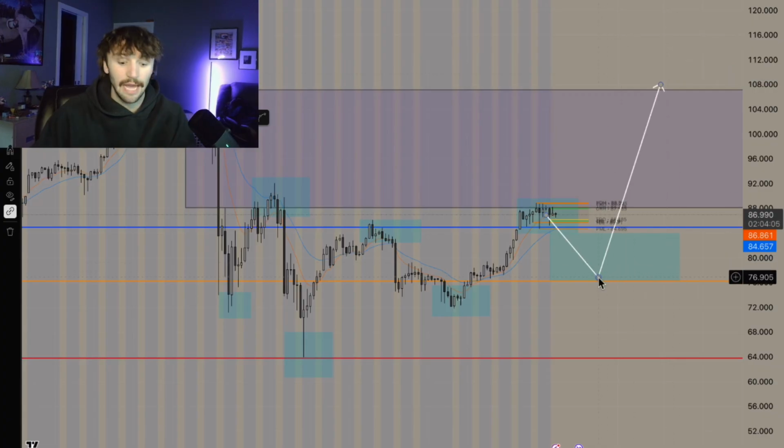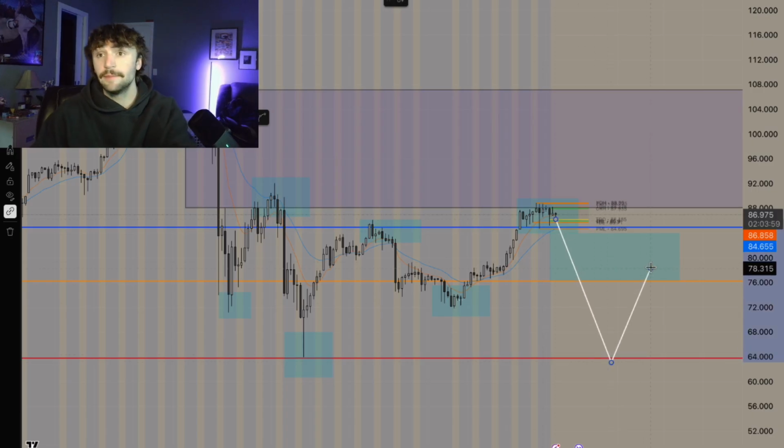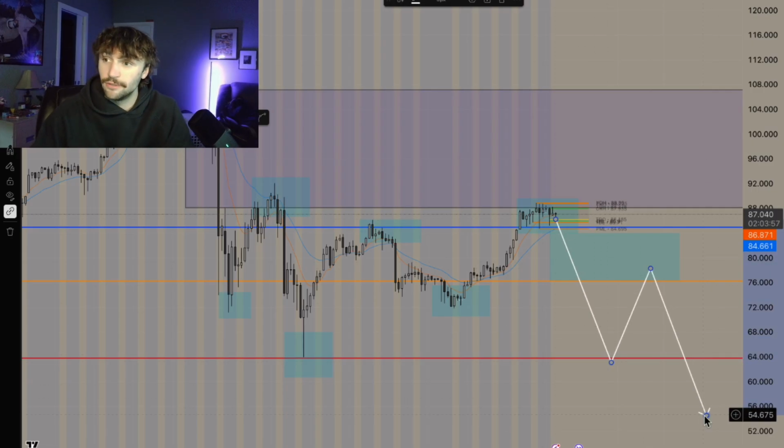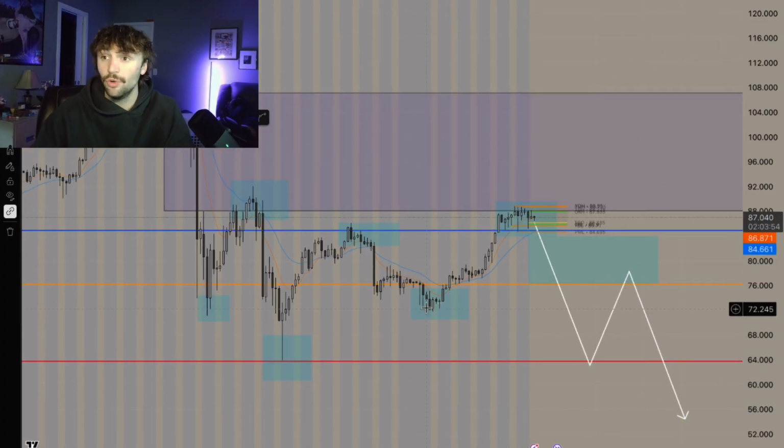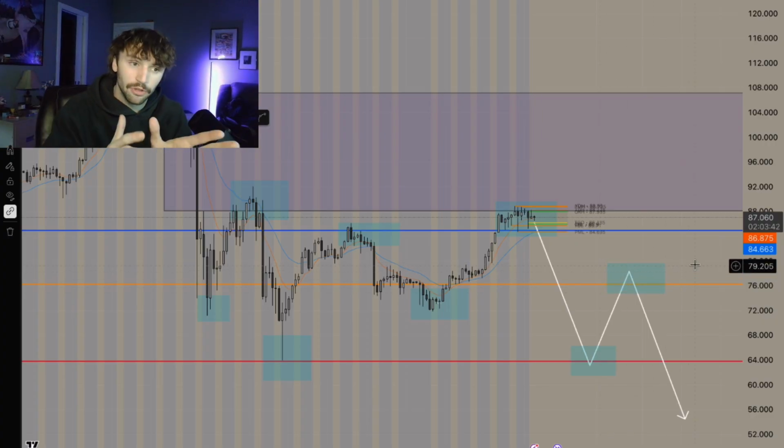If not, what is going to happen is something like this, where we are going to come down, make a new lower low, come back up, new lower high, and then continue downwards, right? So we have a new lower low, okay, and then a new higher low. So it is going to play out in that way where you can be wrong. Your bias is not going to be right. And this is a scenario where if my bias was wrong, it would look something like this.